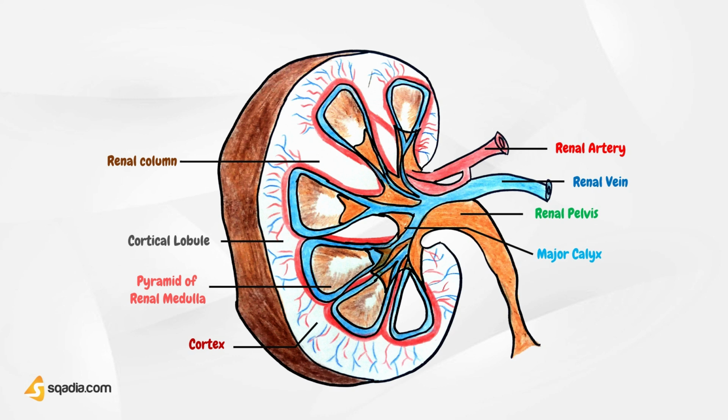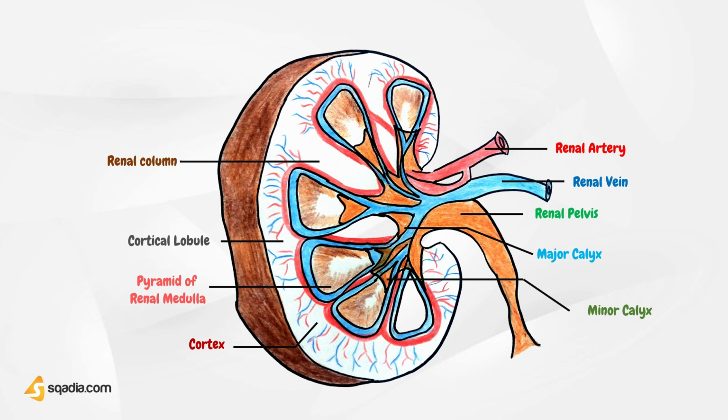The pelvis divides into 2 to 3 major calyces, and these in their turn divide into 7 to 13 minor calyces. Each minor calyx ends in an expansion, which is indented by 1 to 3 renal papillae. Calyx means cup of a flower.